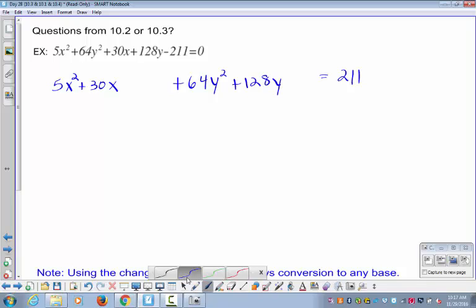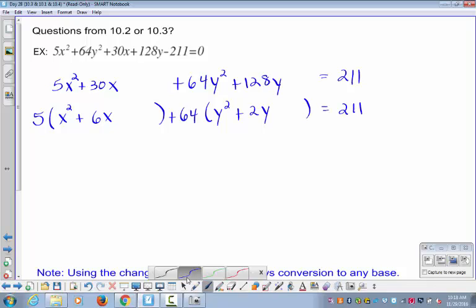For completing the square, we know that magical little formula: divide by 2 and square. But we can't divide by 2 and square until we've done something first. Before we can do the divide by 2 and square piece, what do we have to do? Factor. Factor first. And by factor, what we mean is factor 5 out of the x group. We factor the leading coefficient out of the x group. We factor the leading coefficient out of the y group.